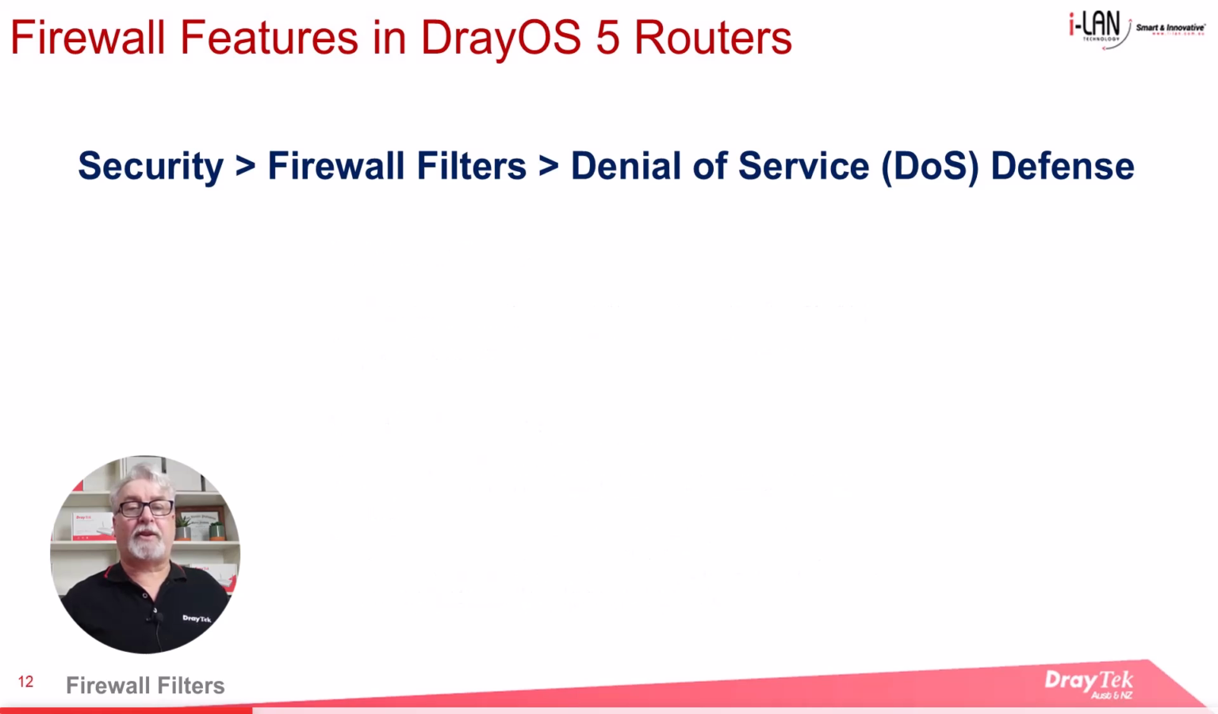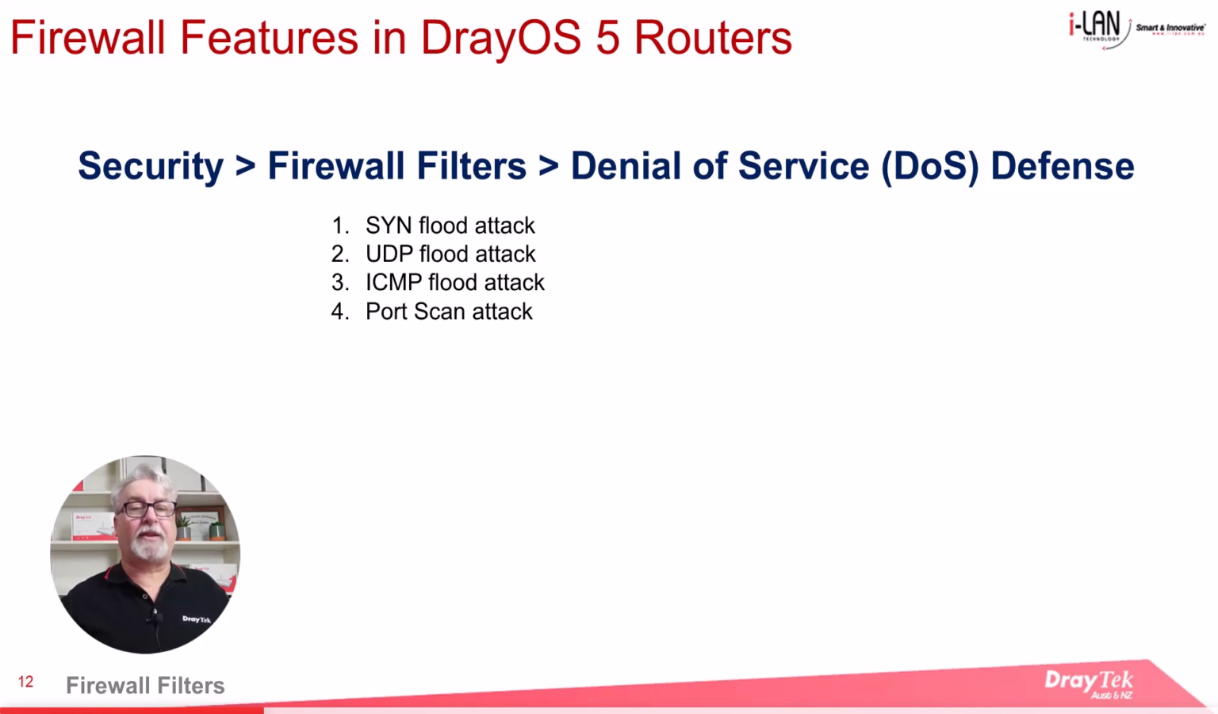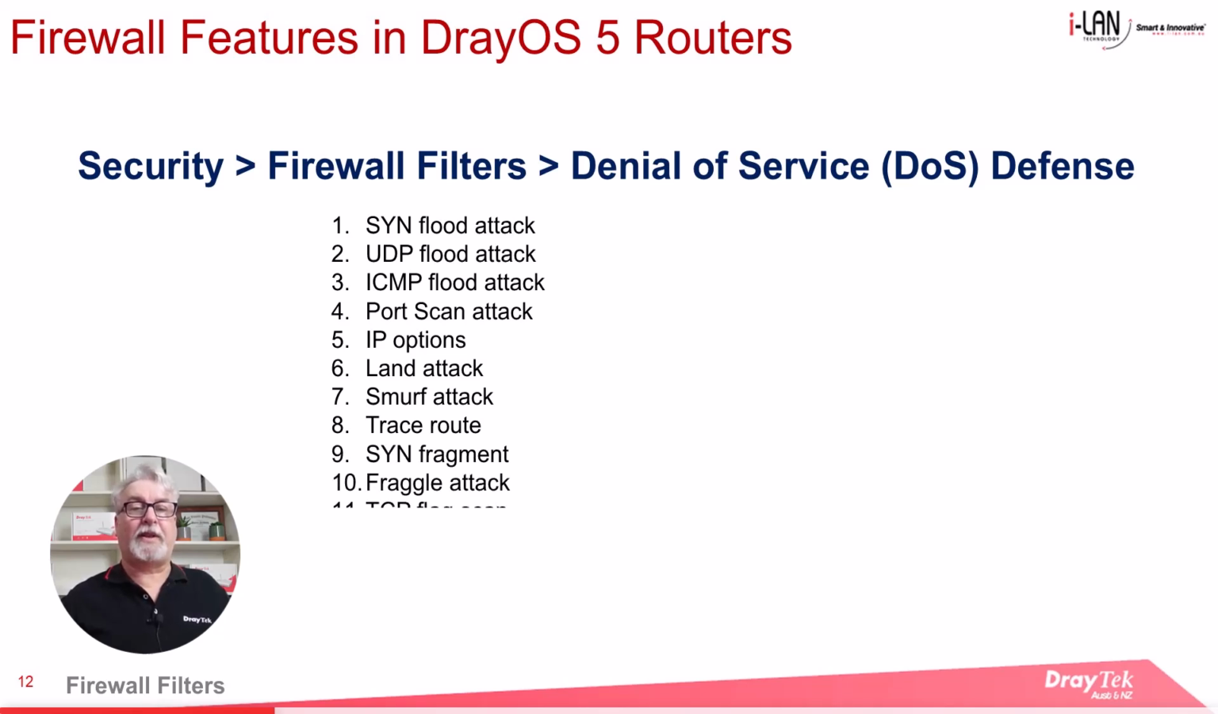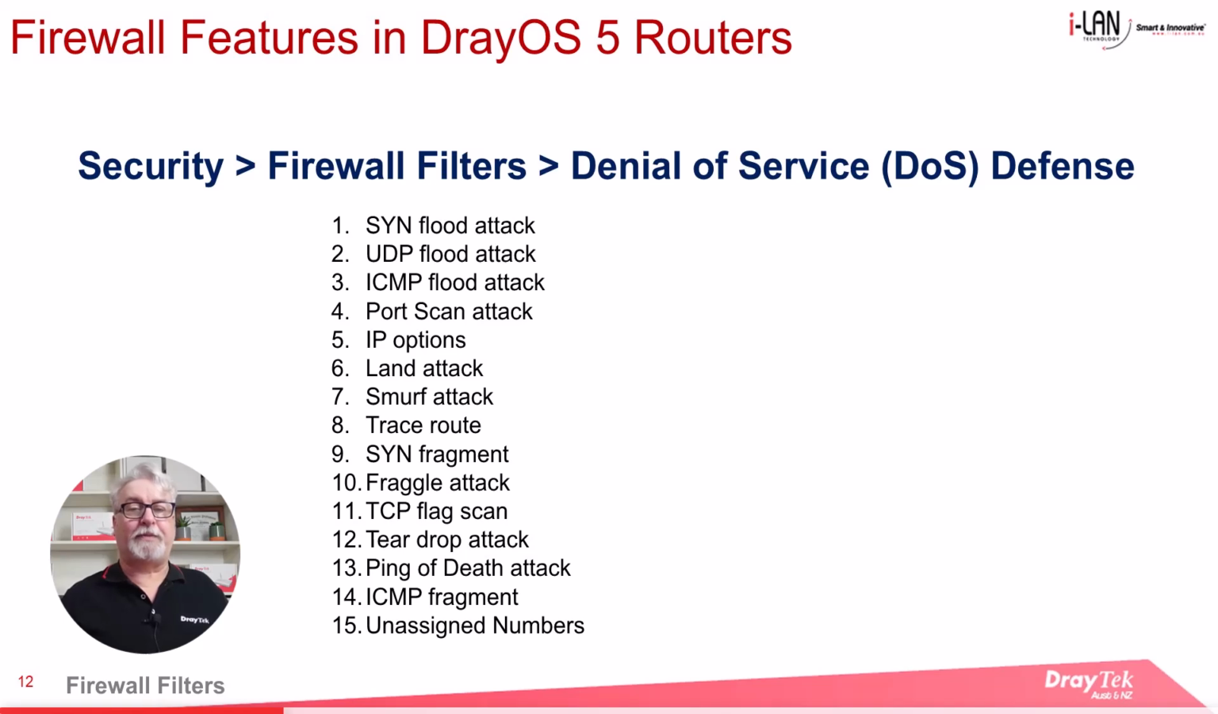Some of the attack types that the DoS DDoS defense function can detect are: 1, SYN flood attack. 2, UDP flood attack. 3, ICMP flood attack. 4, port scan attack. 5, IP options. 6, land attack. 7, Smurf attack. 8, trace route. 9, SYN fragment. 10, Fraggle attack. 11, TCP flag scan. 12, teardrop attack. 13, ping of death attack. 14, ICMP fragment. And 15, unassigned numbers.